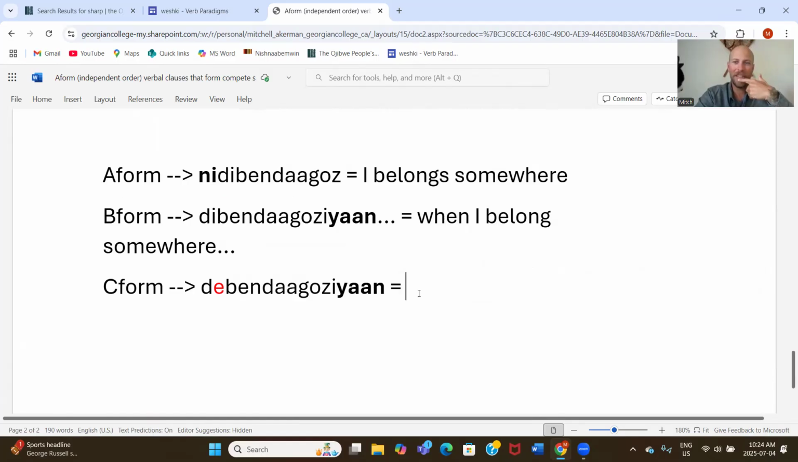Now, what does this mean? It's hard to kind of, how do I interpret this into English? What this actually is, if debandagas is I belong to this place, B form, debandagas yan is like if I belong to this place. The C form is actually where I belong or the place I belong. Okay, this is where I belong.